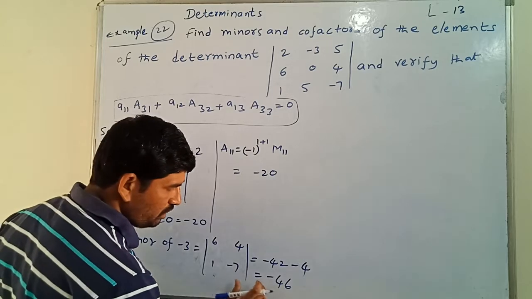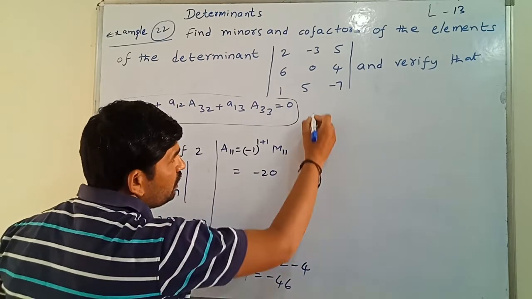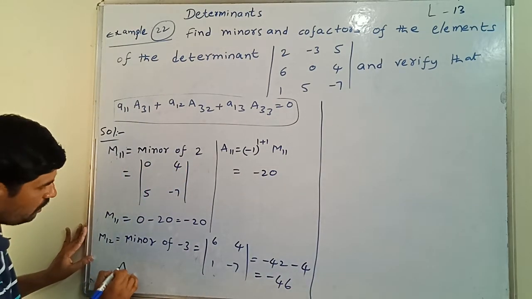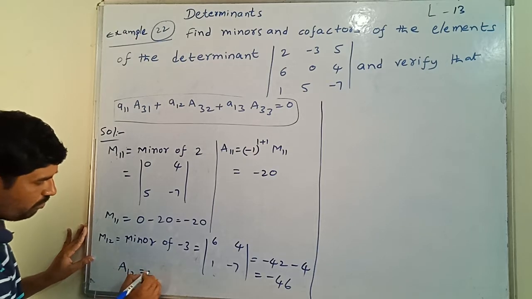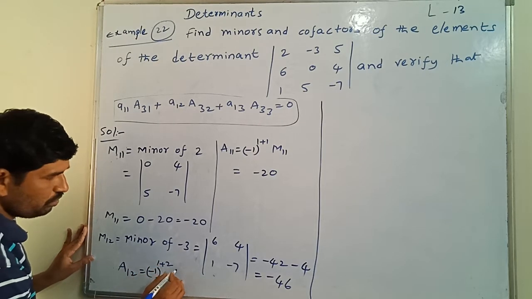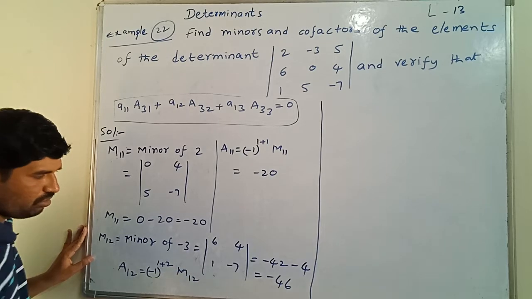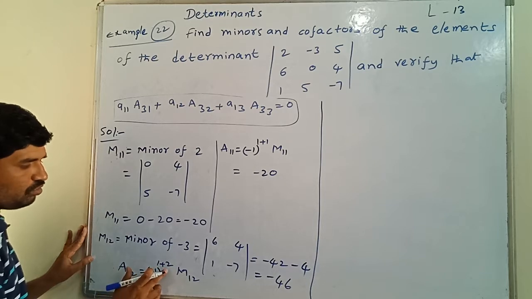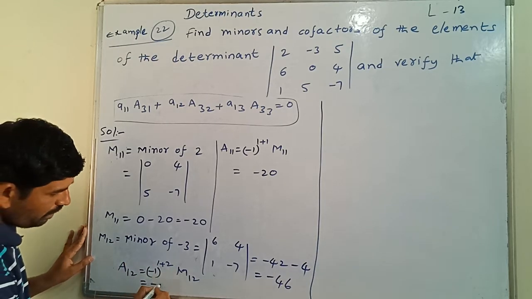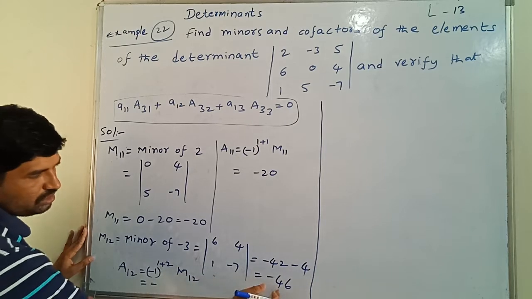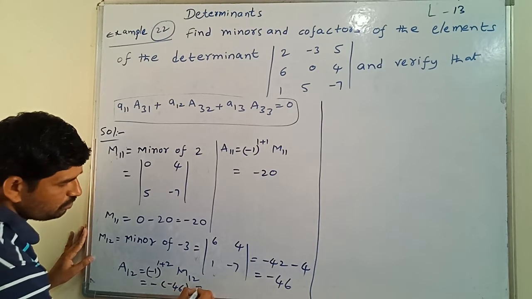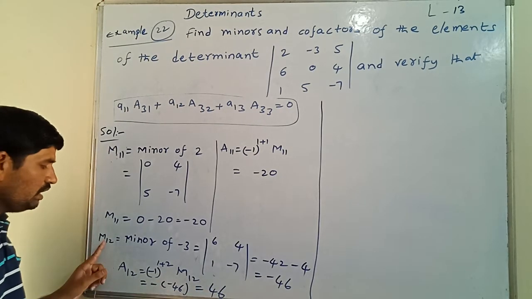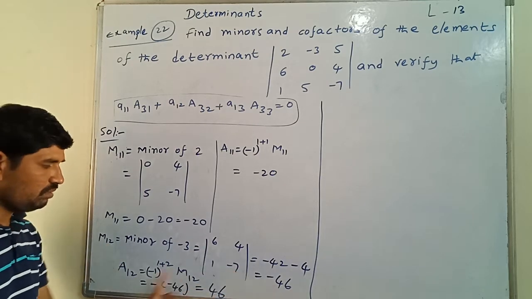Now we have to write the cofactor for this element. So the cofactor, capital A12, is minus 1 whole power 1 plus 2 into M12, yes or no? So 1 plus 2 gives the result 3, means minus 1 whole power 3, negative value, no? So that's why minus of, again this minor is minus 46. So minus into minus plus, the result is 46. Capital A12 is 46, and capital M12 is minus 46. Remember these two.